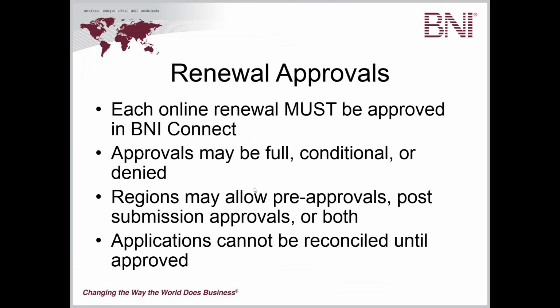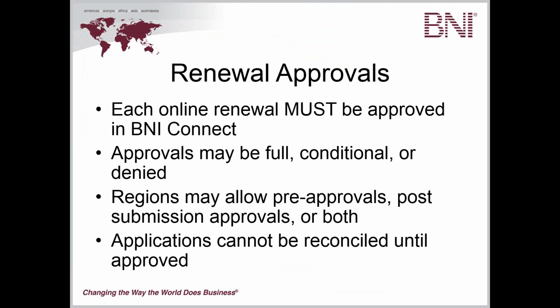The approvals can be full, they can be conditional, or they can be declined as well. In your region, you have two different ways that you can do the approval. Either pre-approvals, meaning that before the member has renewed, you can pre-approve that member. So that way when they get the application put in, it'll be processed right away. There's also post-approvals, meaning that after the member has submitted their application, then you can go in and run that approval. And again, your regional office can't do anything until the application has been approved one way or the other.